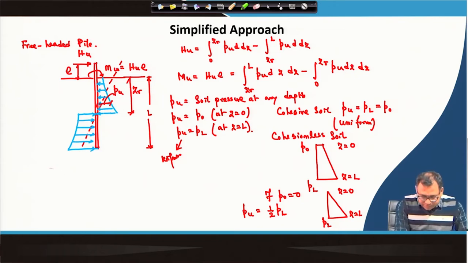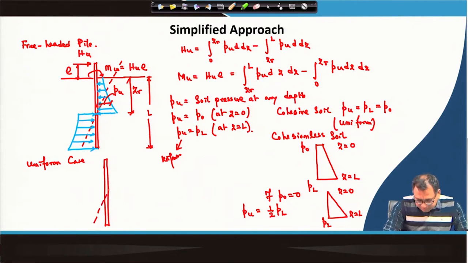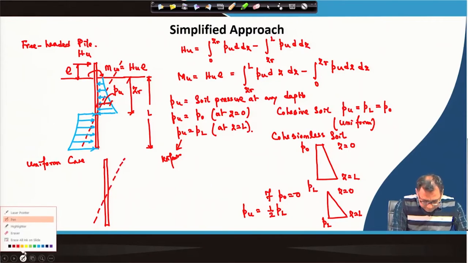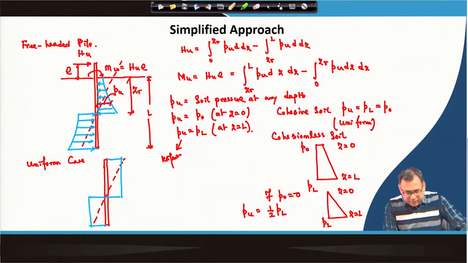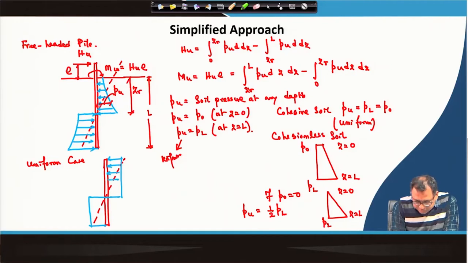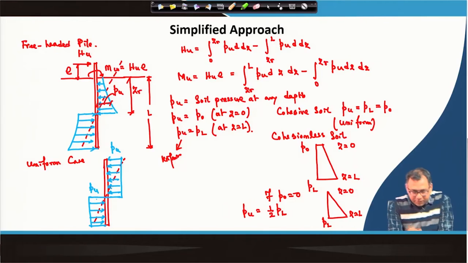Now, for the uniform case, the distribution of the pressure will be something like this. This is the point of rotation. The distribution will be like this. This is not to scale, definitely. So, this will be the distribution for the uniform case. And this is always p u, this is also p u.